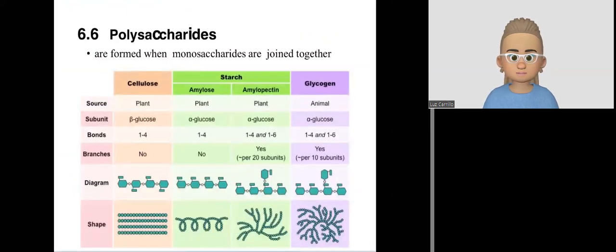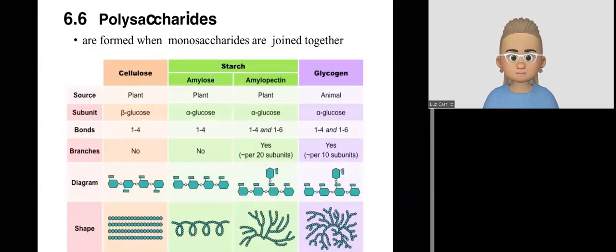Lastly, we have polysaccharides. Polysaccharides are carbohydrates that have many units of monosaccharides. In our class, we are only going to be focused on polysaccharides that have glucose in their structure. You can observe here that cellulose has the monosaccharide glucose, starch has the monosaccharide glucose, and lastly, glycogen has the monosaccharide glucose. So when it comes to these polysaccharides, I'm going to talk about one at a time.